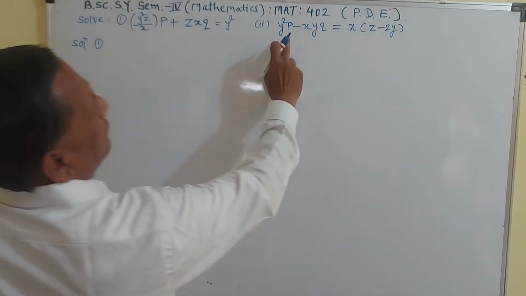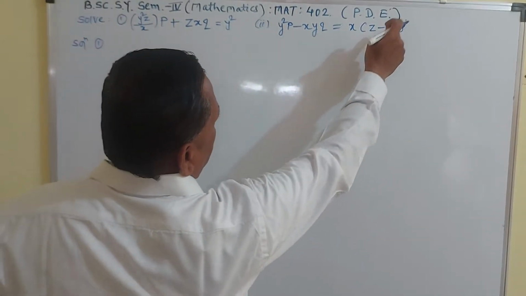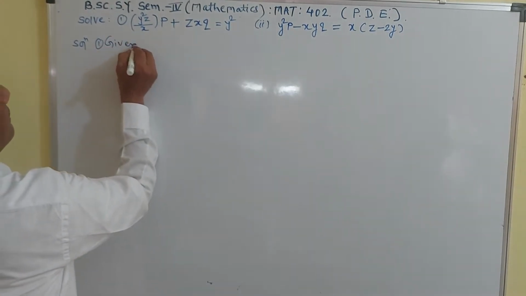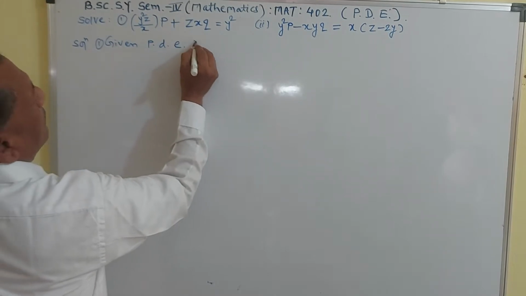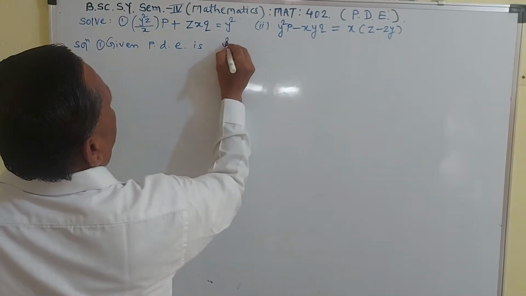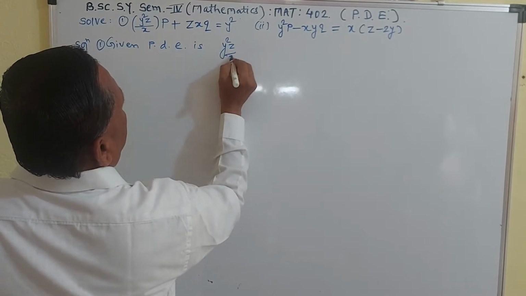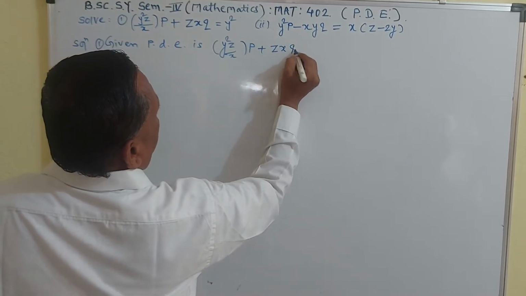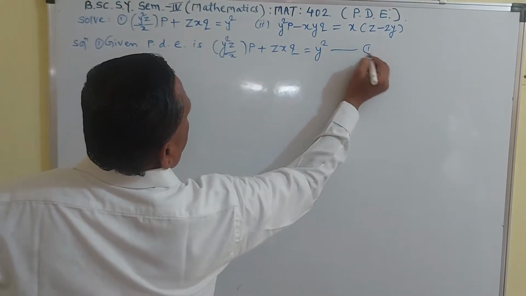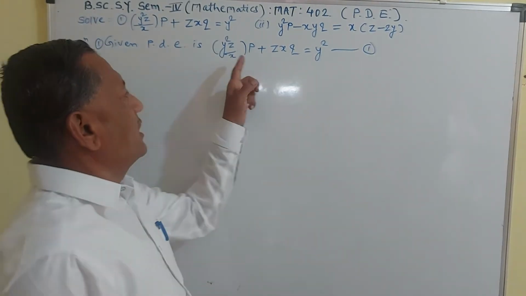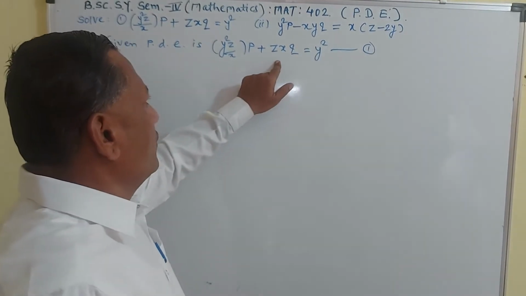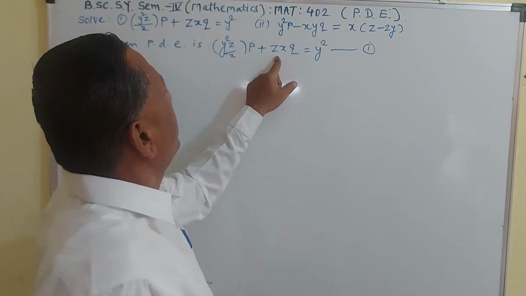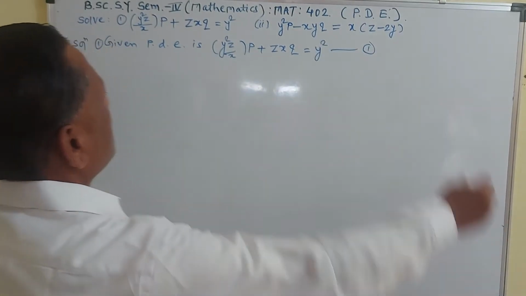Solution of first and second is this: y square p minus xyq is equal to x into z minus 2y. So the given partial differential equation is y square z upon x into p plus zxq is equal to y square, number one. Compare this equation to the Lagrange's equation Pp plus Qq is equal to R. Here capital P is y square z upon x, capital Q is zx and capital R is y square.